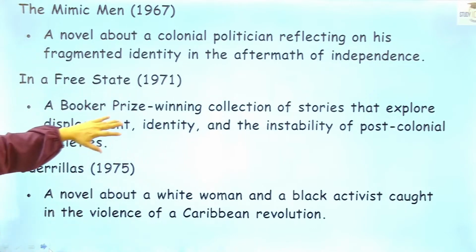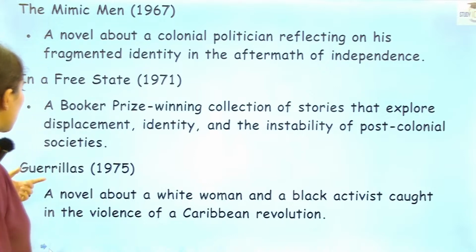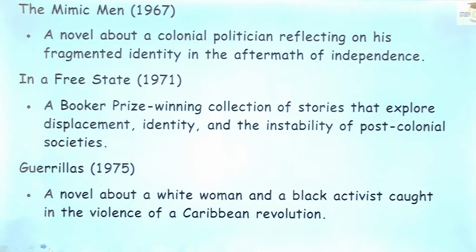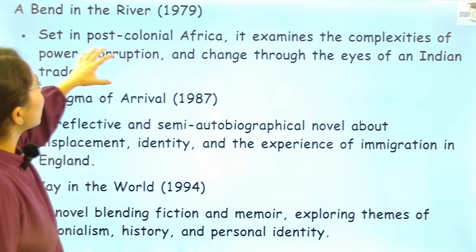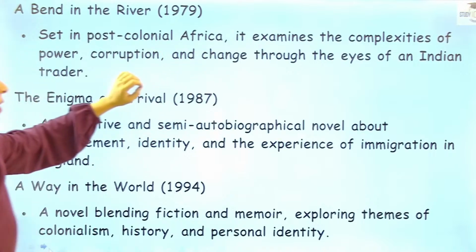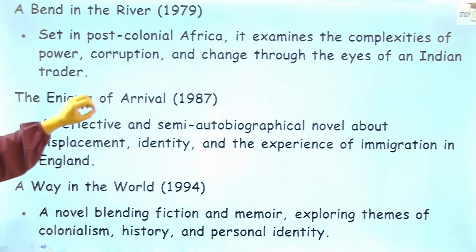It's a Booker Prize winning collection of stories. Guerrillas, it's a novel about a white woman and a black activist. Okay, this is a chronological work. A Bend in the River, 1979, set in post-colonial Africa. It examines the complexities of power, corruption, and change.